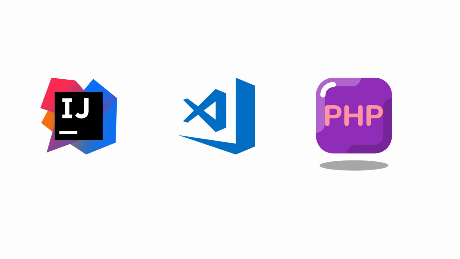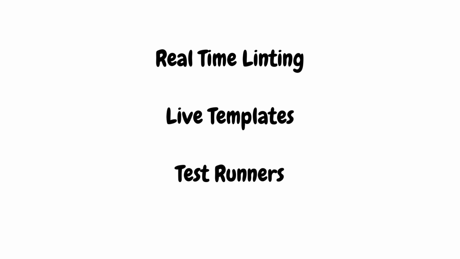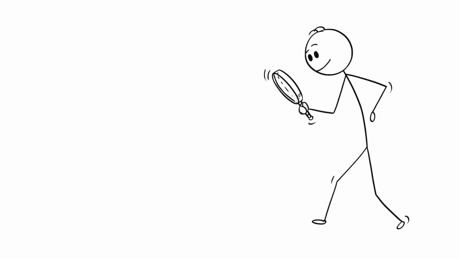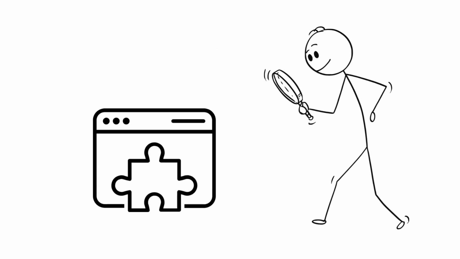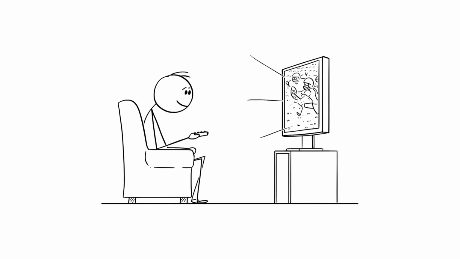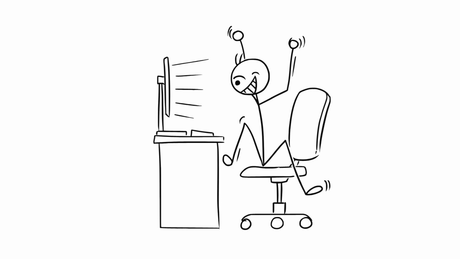Also, most IDEs have these insane power features you're probably not using. Stuff such as real-time linting, live templates, test runners, Git integration, and debugger magic. It's all in there. And make sure to also explore what plugins there are. Whether you're using VS Code, IntelliJ, or something else, there are tools and extensions that can speed up your dev flow, like cheat codes. Your IDE isn't just where you write code, it's where you can dominate it.